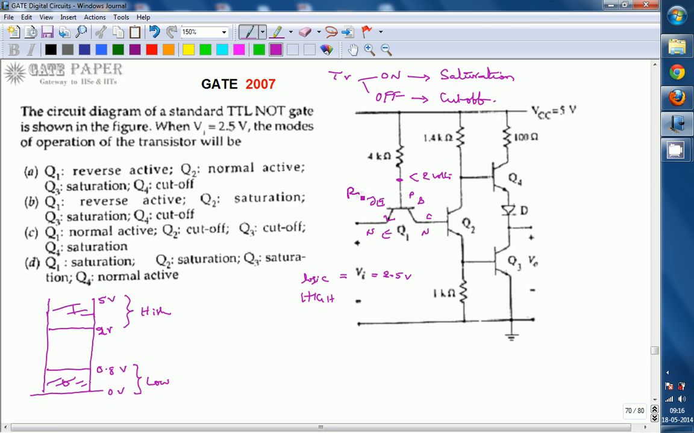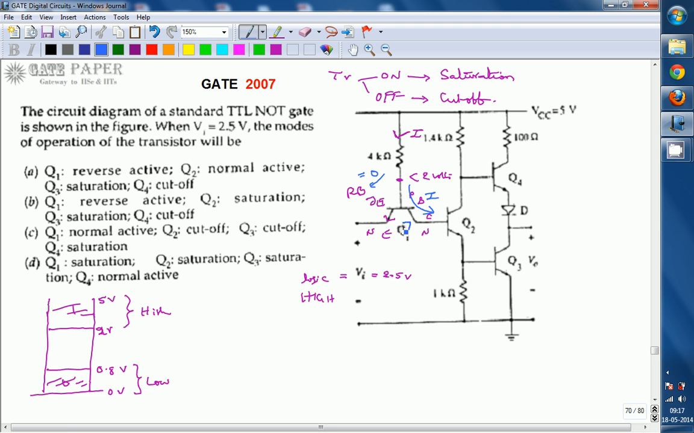So JE will be under reverse bias, so no current flows through it. But definitely current flows through this 4 kilo ohms, so where does this current have to go? The current flowing through 4 kilo ohms cannot go through this emitter base junction because you are applying logic high over here. So the current has to move only in this direction. Because the emitter base junction is reverse bias, the current flowing through it is going to be 0. The entire I has to go through the collector base junction.